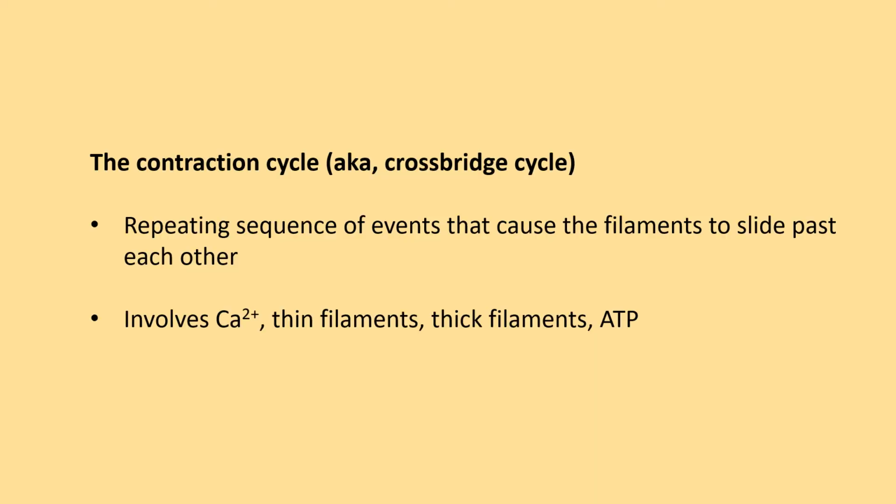The contraction cycle is also known as the cross bridge cycle, and it's a repeating sequence of events that cause the thick and thin filaments to slide past each other. And you're familiar with all of the players, except maybe ATP. That will be the new player in this story.